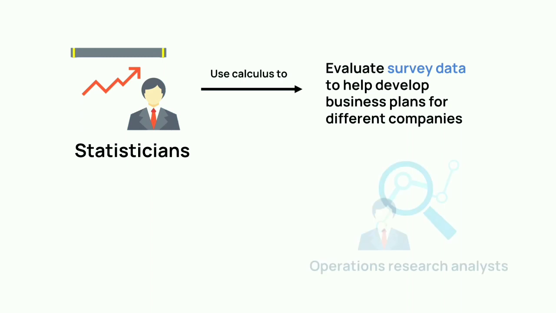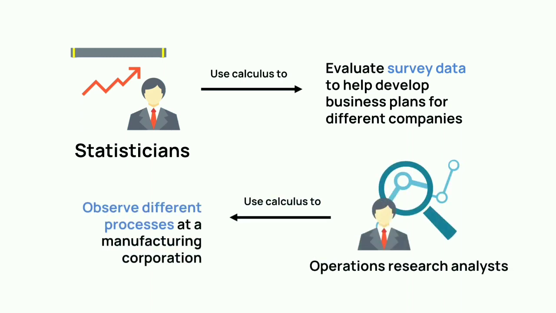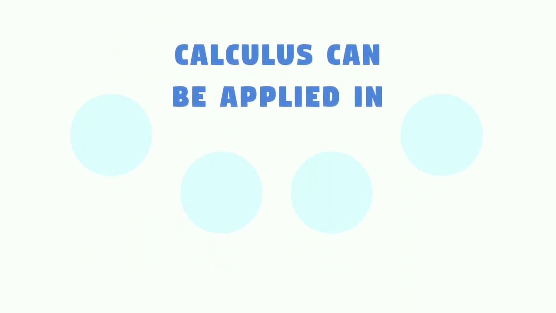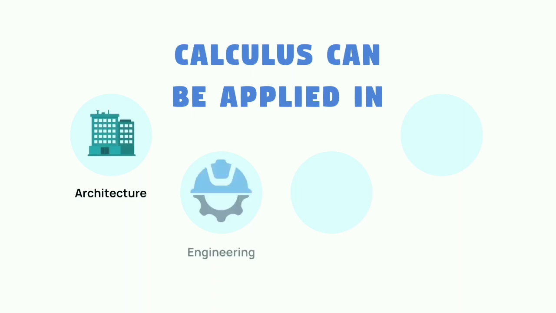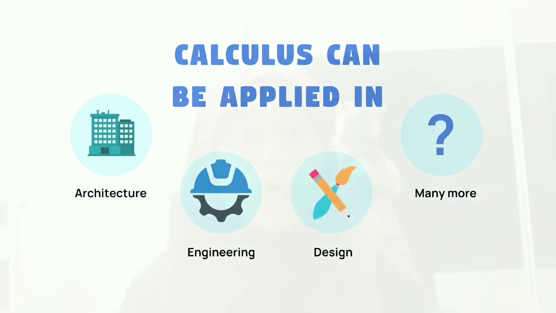And an operations research analyst will use calculus when observing different processes at a manufacturing corporation. By considering the value of different variables, they can help a company improve operating efficiency, increase production, and raise profits. So in short, calculus can be applied in a wide range of occupations, notably architecture, engineering, design, and many more. Wow, tell me more.